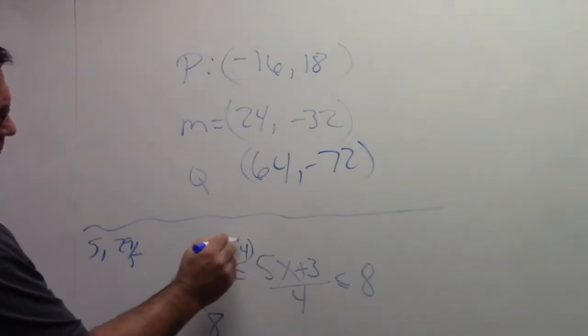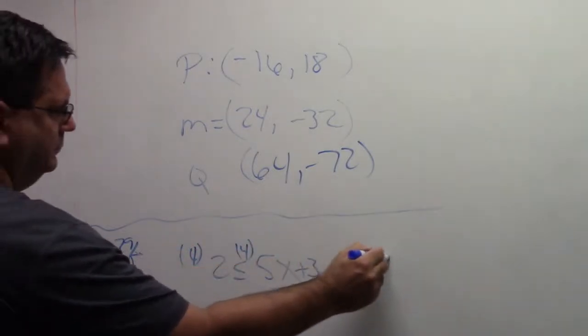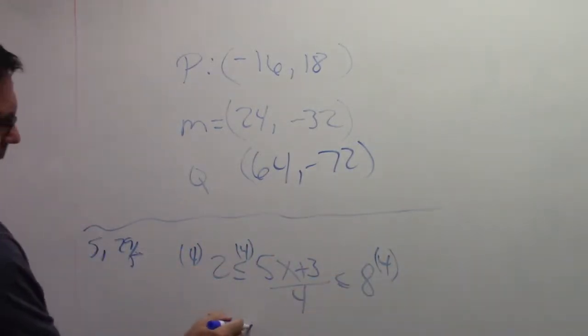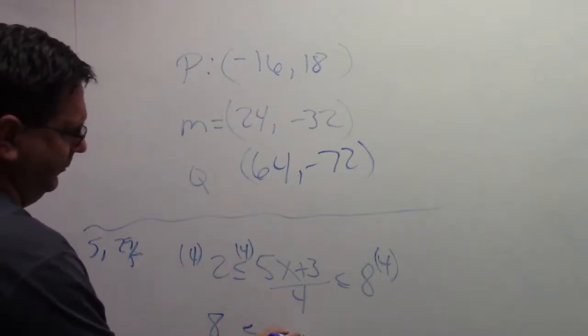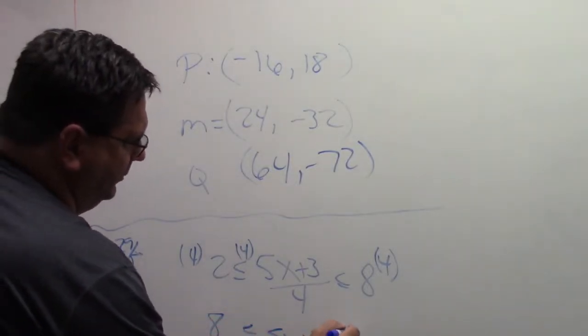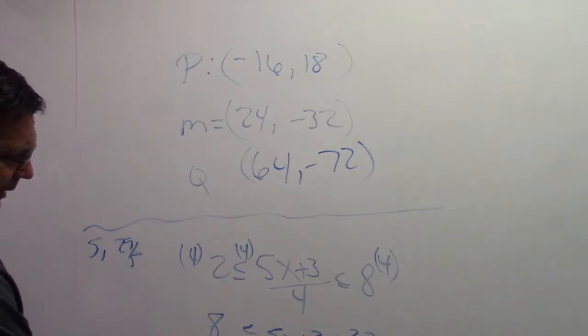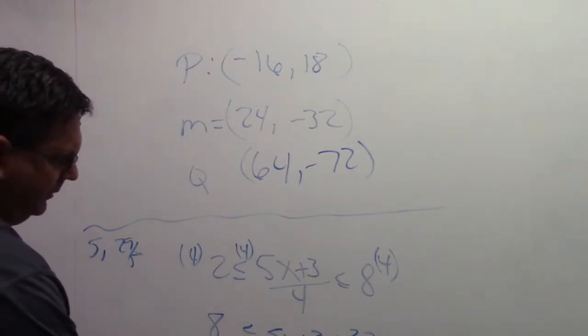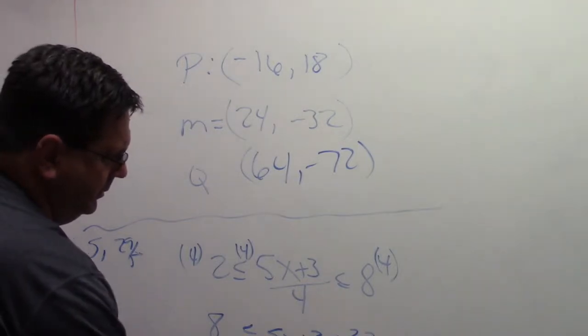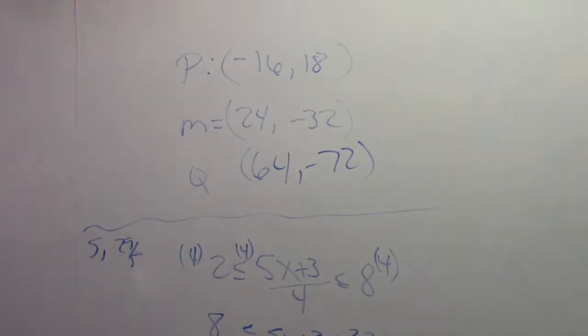Multiply by 4. Right. You get 8 less than or equal to 5x plus 3, less than or equal to 32. Yeah? Perfect. Subtract 3, subtract 3. 5 less than or equal to 5x, less than or equal to 29. Yeah? See, I treated it as two different problems.